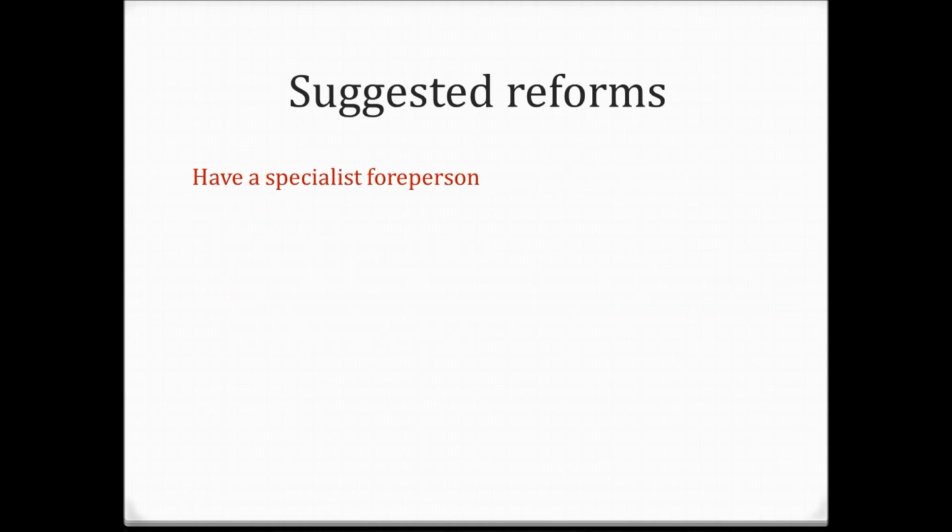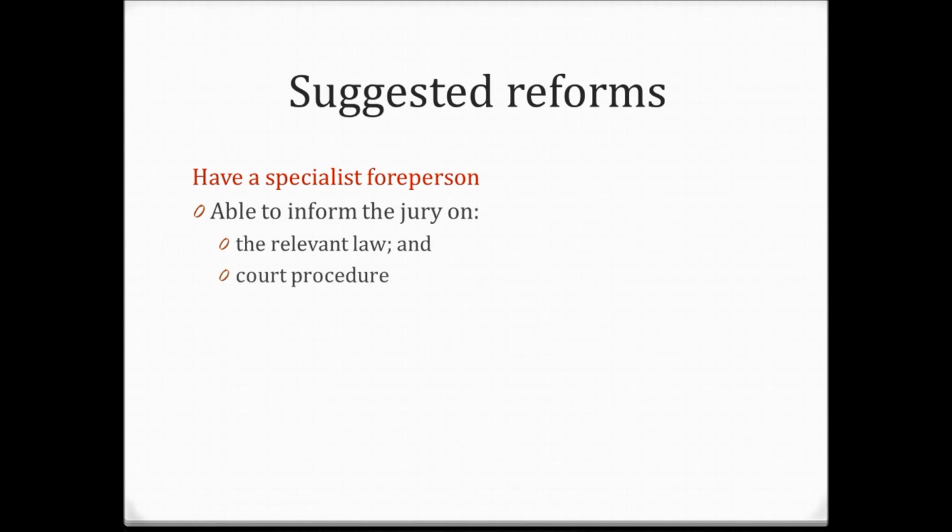A second suggested reform would be to have a specialist foreperson. Currently the jury elects one of the members of the jury to act in the role of a foreperson, to conduct deliberations and act as a spokesperson for the jury. We could employ a specialist foreperson, somebody who's legally trained to act in that role. They then would be able to inform the jury on the relevant law in the case, advise them about that, and make sure that they understand the law that's needed for the case. They could inform them about court rules and court procedures, make sure they're familiar with them so that they understand what's going on in court. And essentially they could assist the jury to make sure that they make the correct decision.